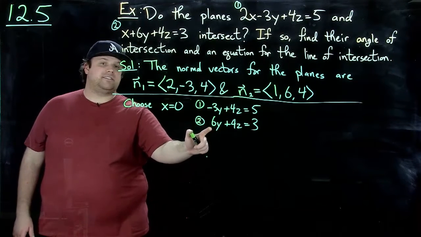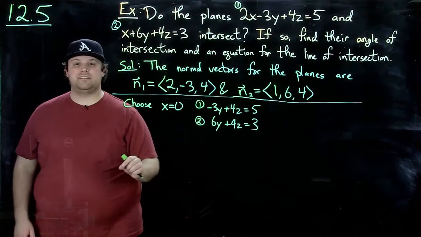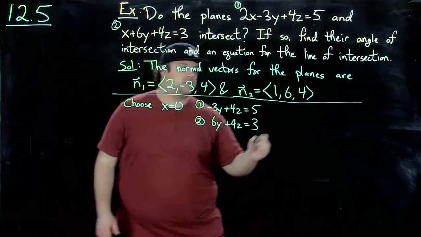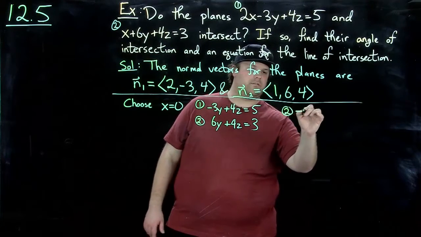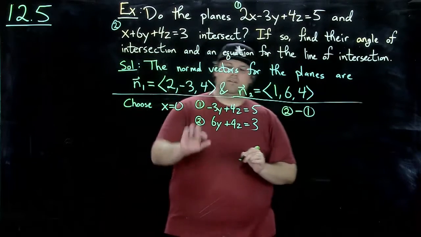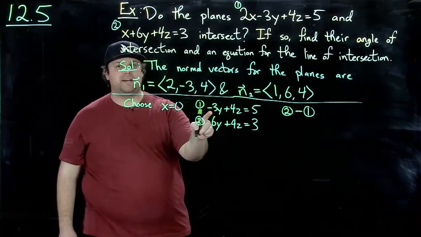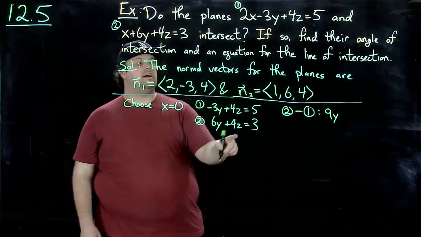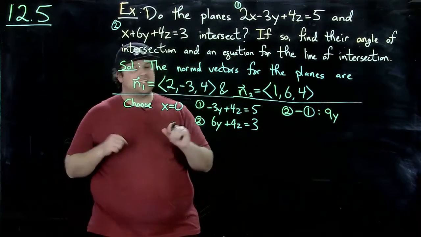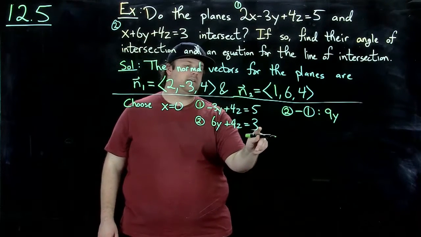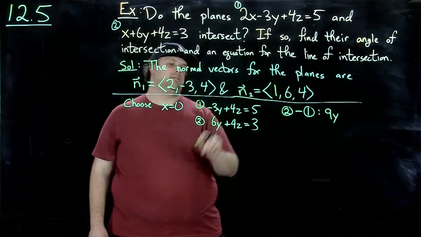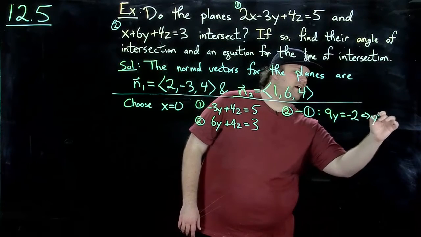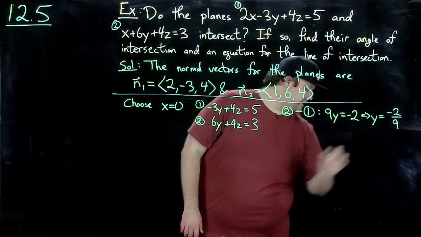So since equation 2 has the positive, equation 1 has the negative, we'll take 2 and subtract 1. Okay? So equation 2 minus equation 1, that's going to give us 6y minus negative 3y. That's 9y. Right? And then 4z minus 4z, that's 0. And then 3 minus 5 is negative 2. So y has to be negative 2/9.